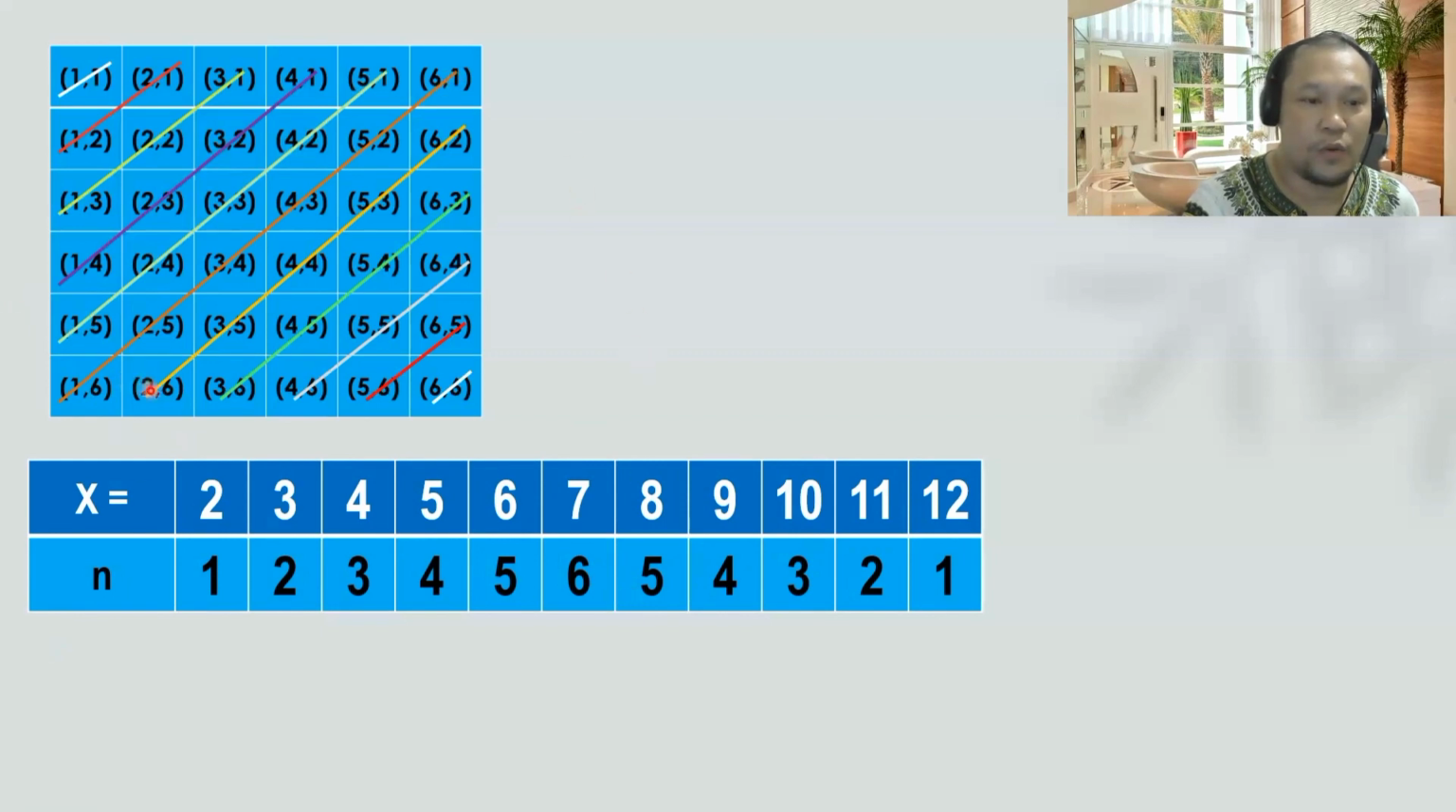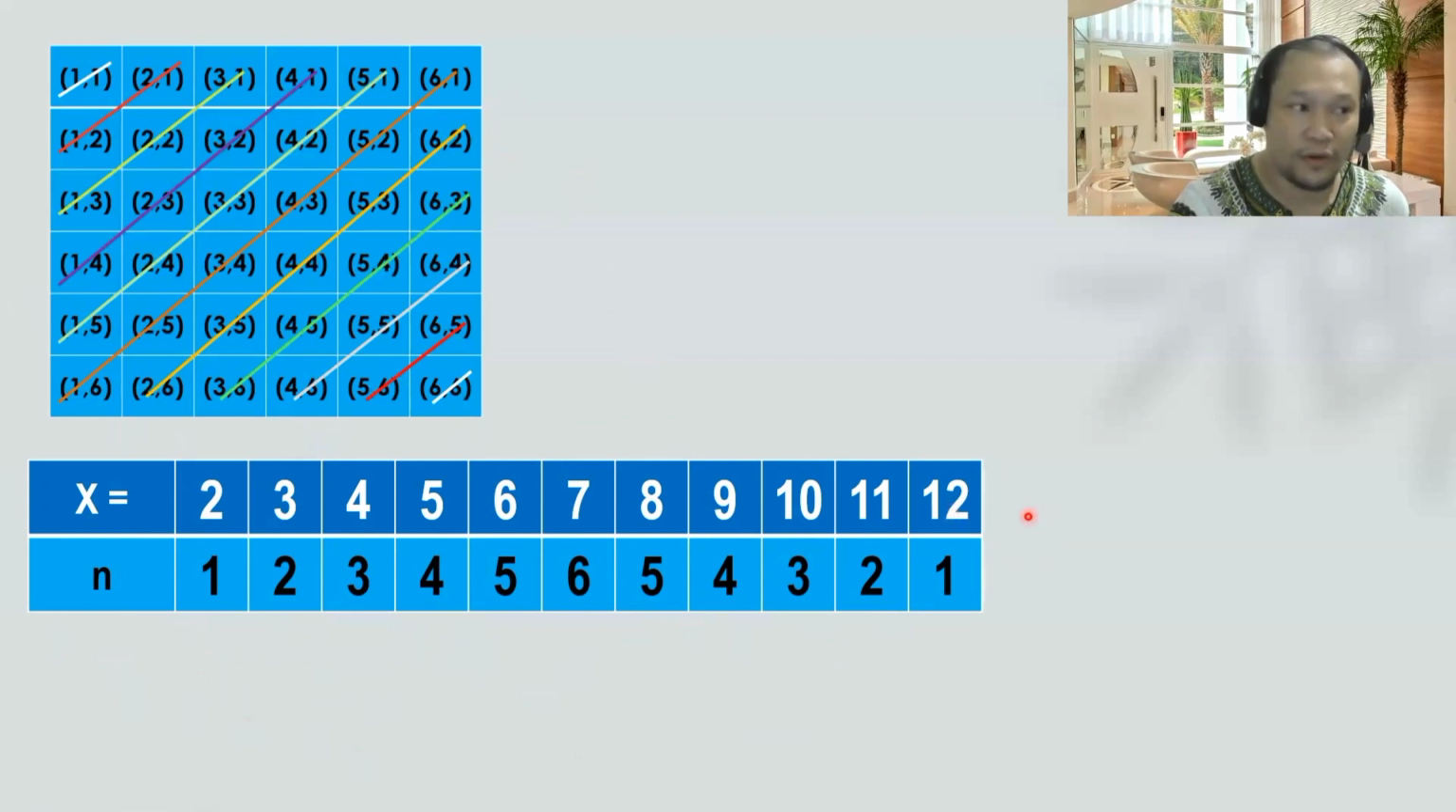For the sum of 8, we have 5. Sum of 9, 4. Sum of 10, 3. Sum of 11, 2. Sum of 12, 1. Okay. And from the given frequencies, if we add these, this will become our denominator of the probability corresponding to x equal to 2 up to x equal to 12.